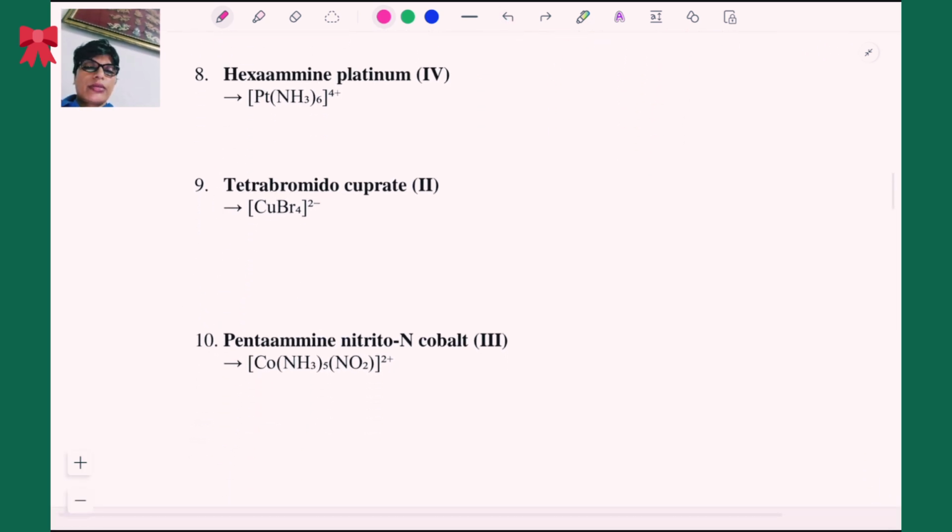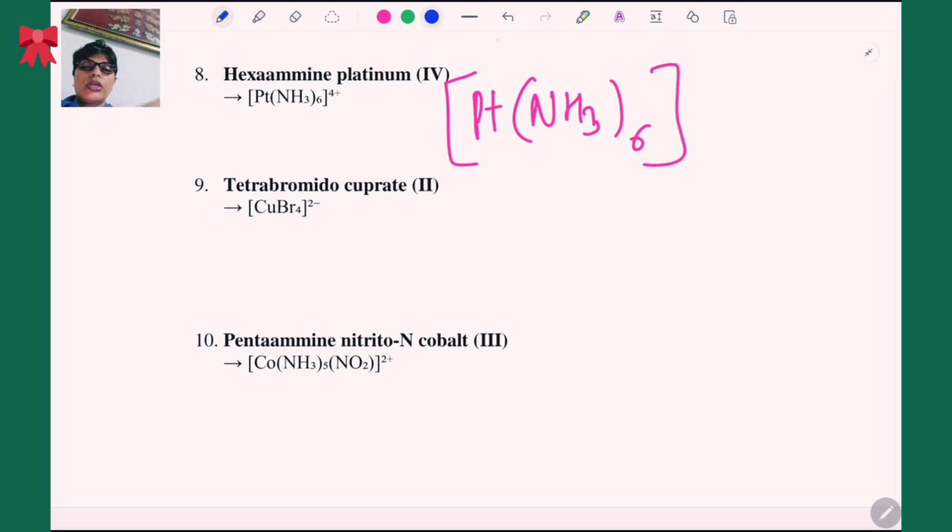Next is your hexamine platinum. So just write hexamine means NH3 is going to be 6 times, platinum, and then 4. Let's do the rough work. So 4 means you will write here 4, ammonia 0. So the total charge is +4. So that's your answer. The next one is tetrabromido cuprate.